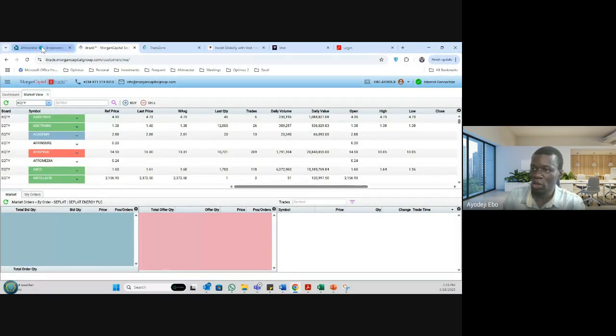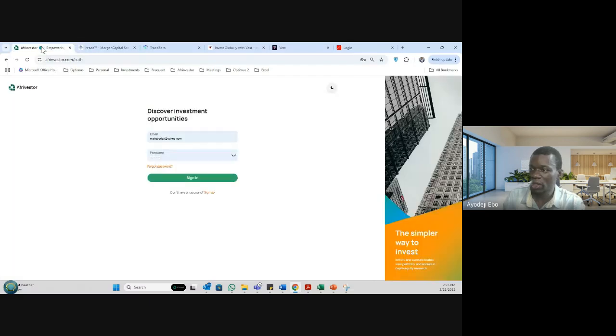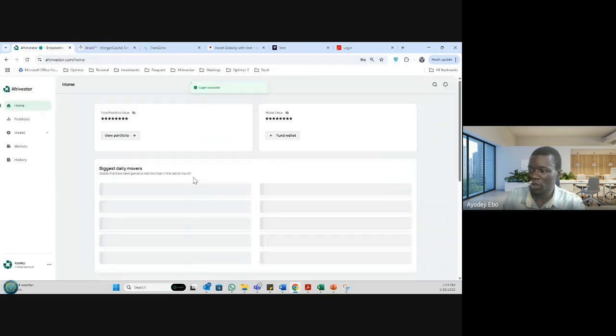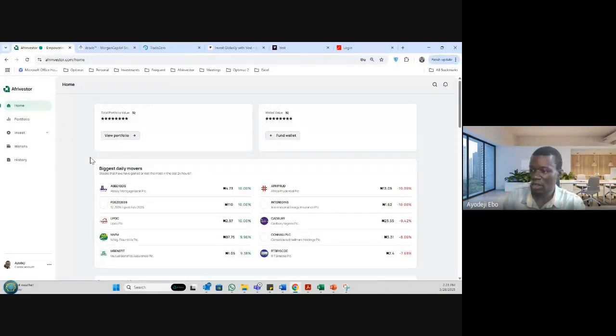So let me also now go to the Afrinvestor web. This was just launched about 2 weeks ago, so there may still be one or two bugs on it. But I thought that since we are recording this, as they improve on it and clear some of the bugs, that will also help. So for the Afrinvestor web, it was the mobile that I demoed earlier.